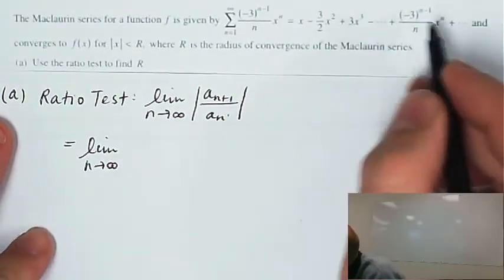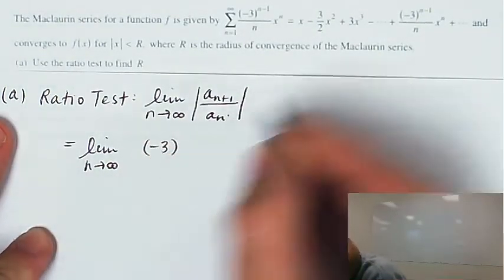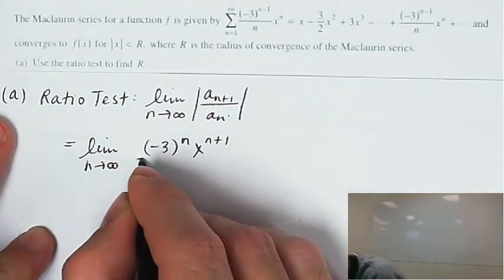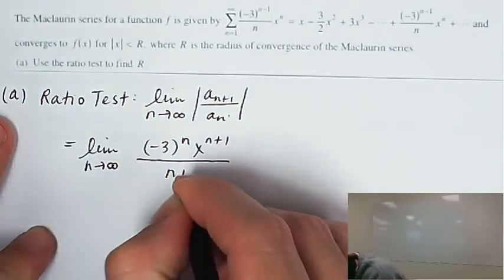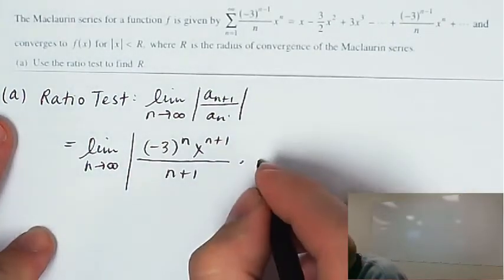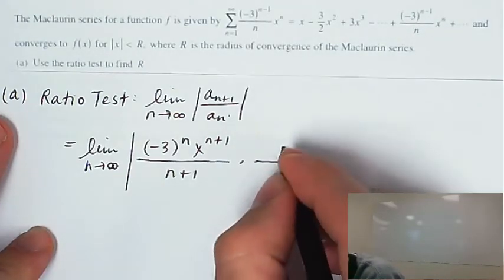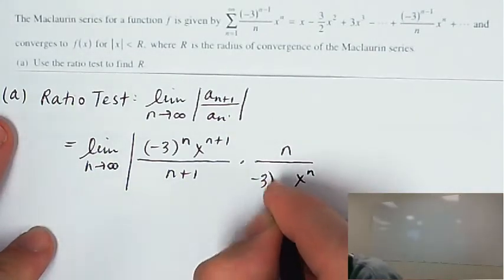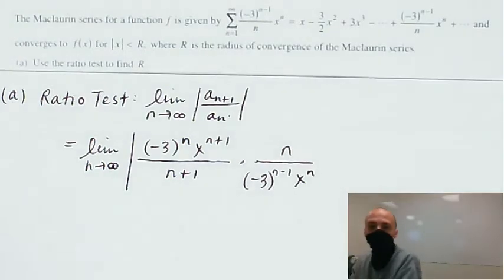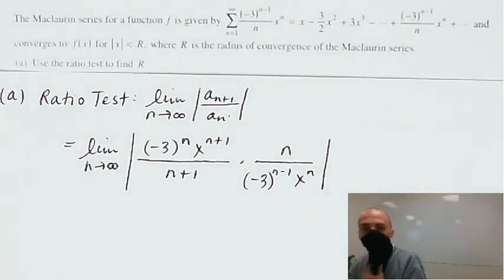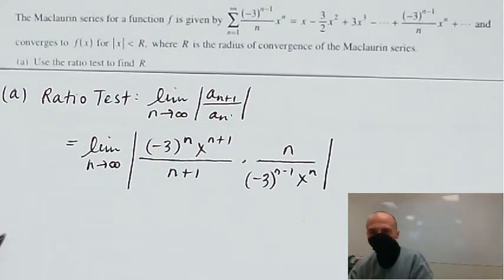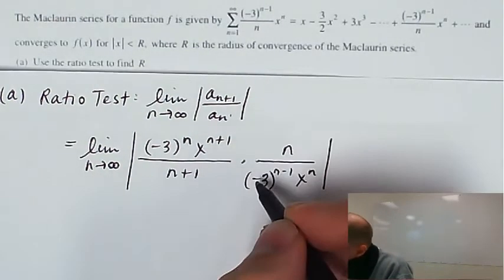When I plug in n plus 1 for n in the general term, I'll have negative 3 to the n minus 1 plus 1, x to the n plus 1, divided by n plus 1, multiplied by the reciprocal of what I'm seeing here. So I'm going to see an n in the numerator, an x to the n down here, and a negative 3 to the n minus 1. I'm going to be canceling off some factors of negative 3, right?